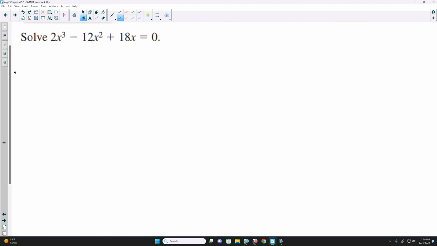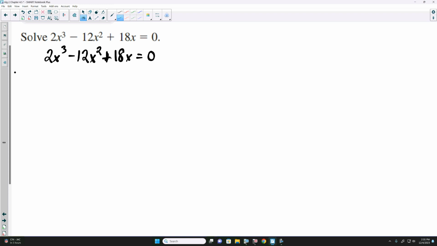So if we look at the first one we're solving, 2x cubed minus 12x squared plus 18x is equal to 0. We have this one here, and we want to solve this by factoring.